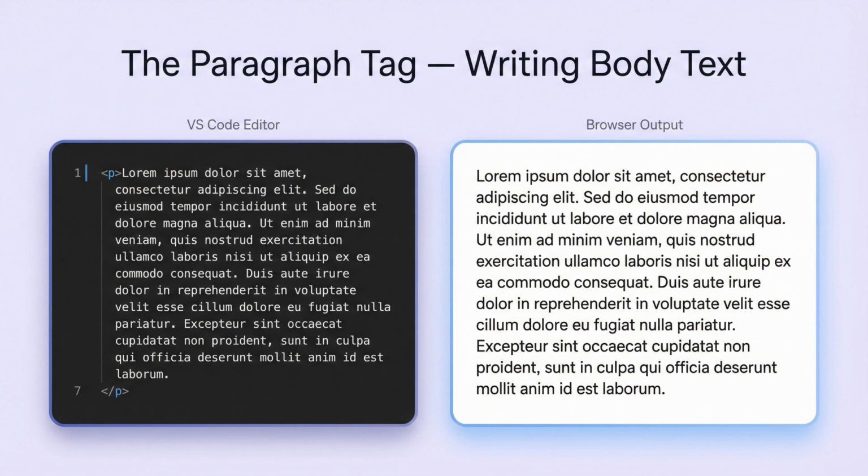A useful trick in VS Code: if you need a long block of placeholder text for testing, type lorem followed by a number, like lorem 1000. Press Control-Space, hit Enter, and you instantly get that many words of random filler text.